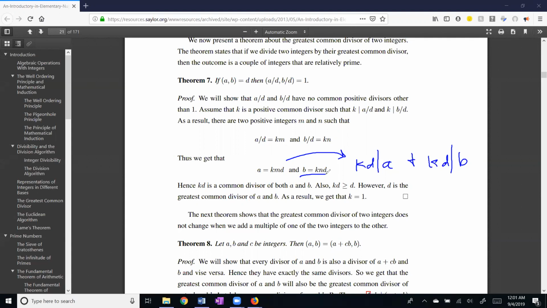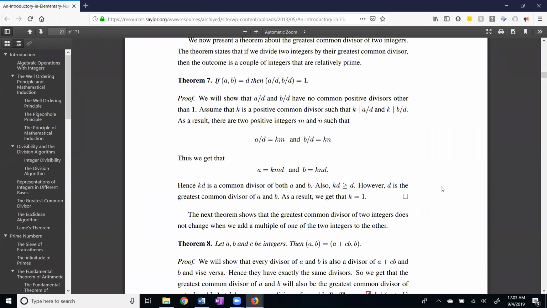Now, the author has committed a cardinal sin here. They did not end their proof with what they're trying to prove. The final line of the proof needs to be that A over D and B over D have a greatest common divisor of 1. This concludes the proof.